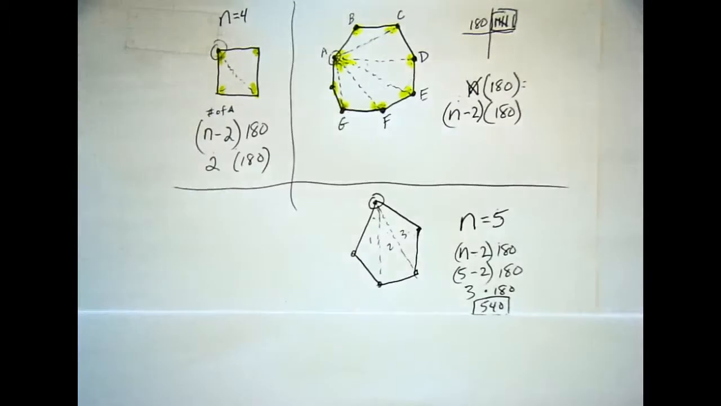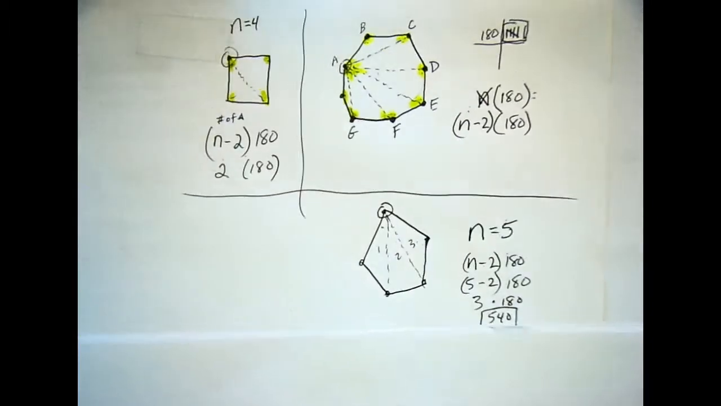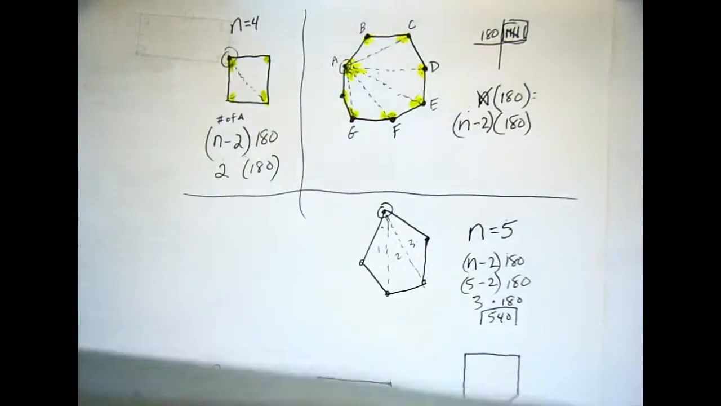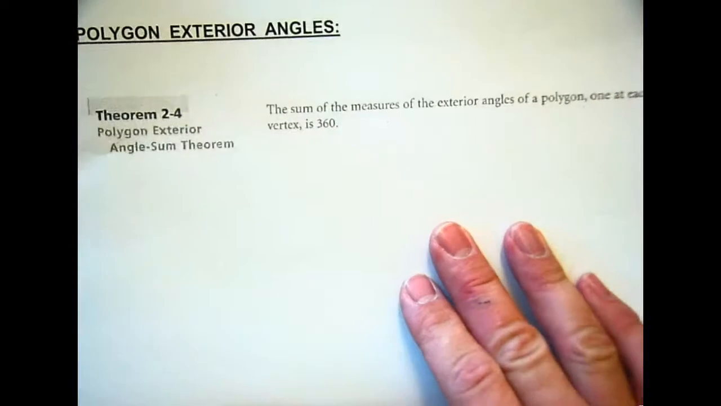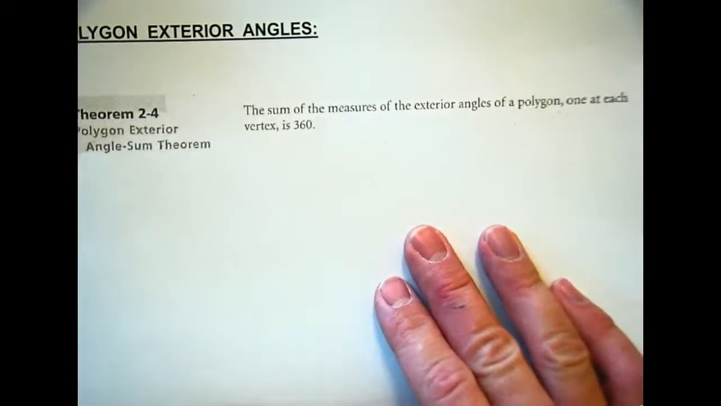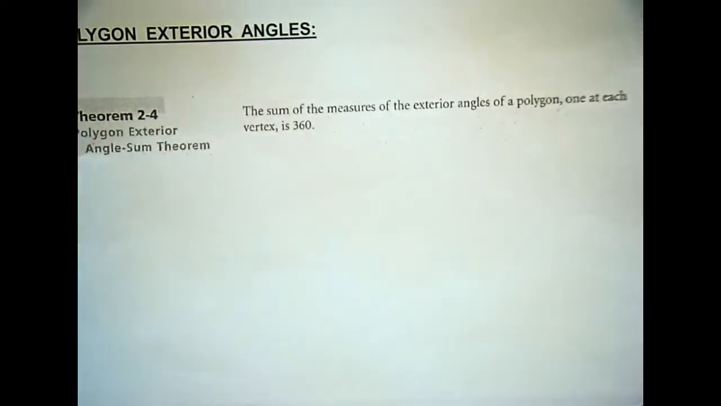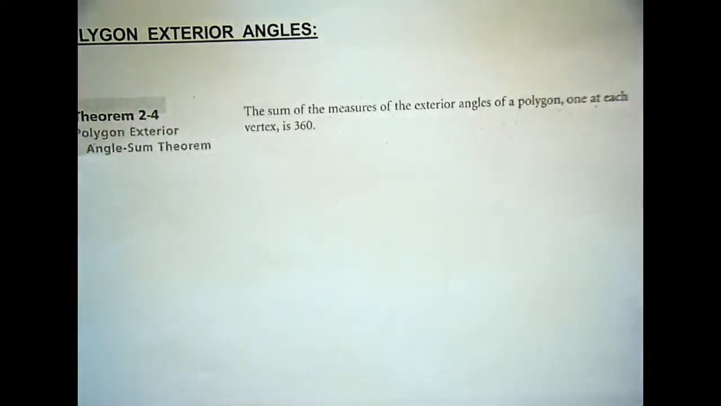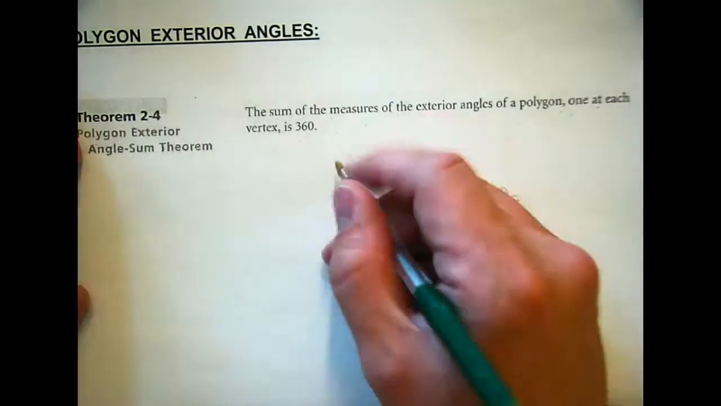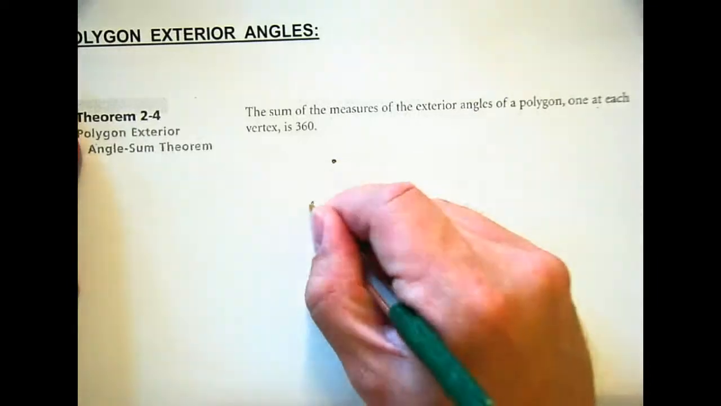All right. Very good. Last thing I want to talk about is called the exterior angle theorem. Exterior angles. The exterior angle theorem says the sum of the measures of the exterior angles of any polygon, one at each vertex, is 360 degrees. So, polygon exterior angles.